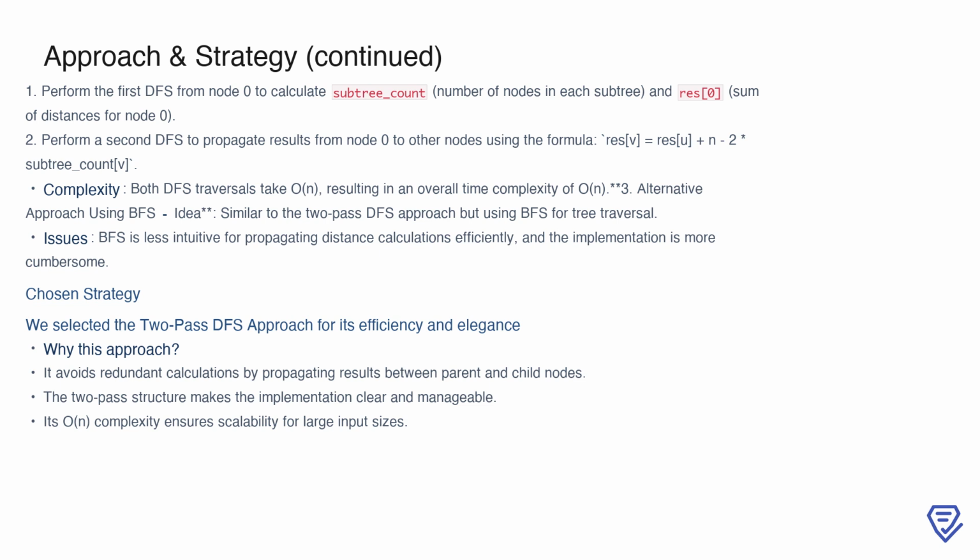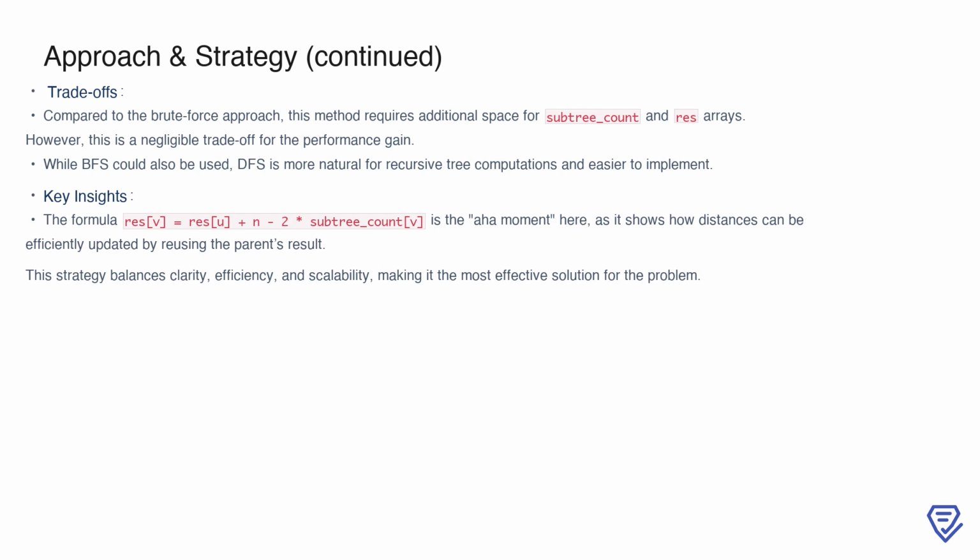We also considered an alternative approach using BFS, which operates on a similar idea. However, BFS is less intuitive for propagating distance calculations and tends to make the implementation more cumbersome. For these reasons, we decided to stick with the two-pass DFS approach. When choosing our strategy, we carefully weighed the trade-offs. Compared to the brute force approach, the two-pass DFS method requires additional memory to store the subtree_count and res arrays. However, this is a small price to pay for the significant performance improvement.